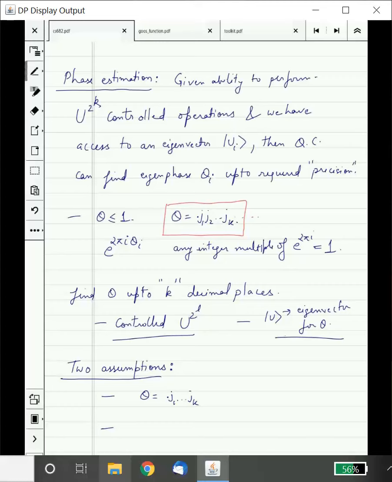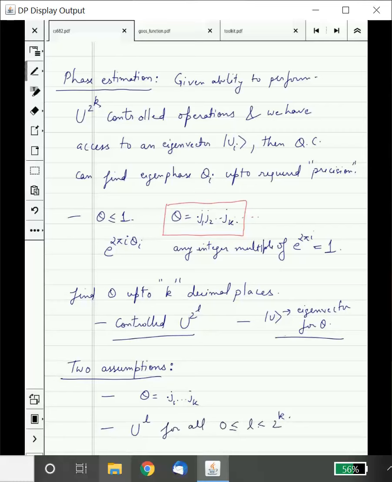The other thing is that we assumed that we had control to the U to the power L, but I will assume I have access to U to the power L for all L less than 2 to the k.